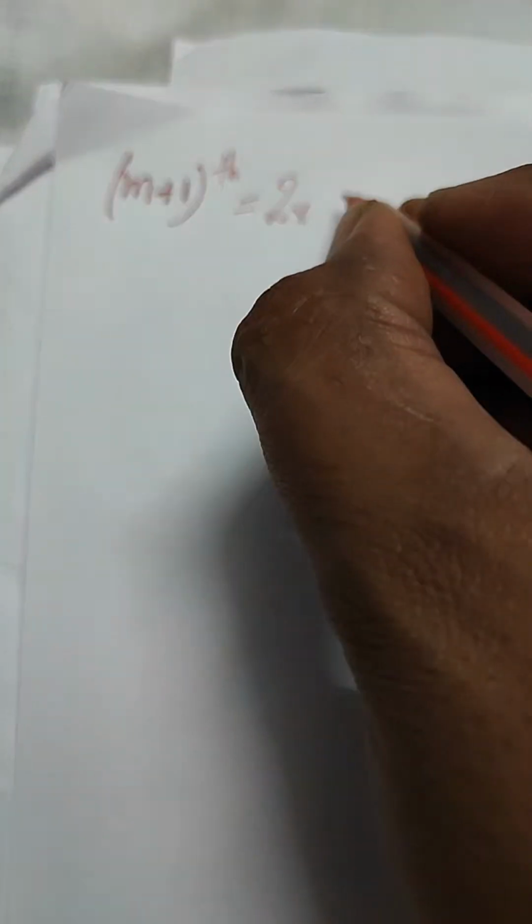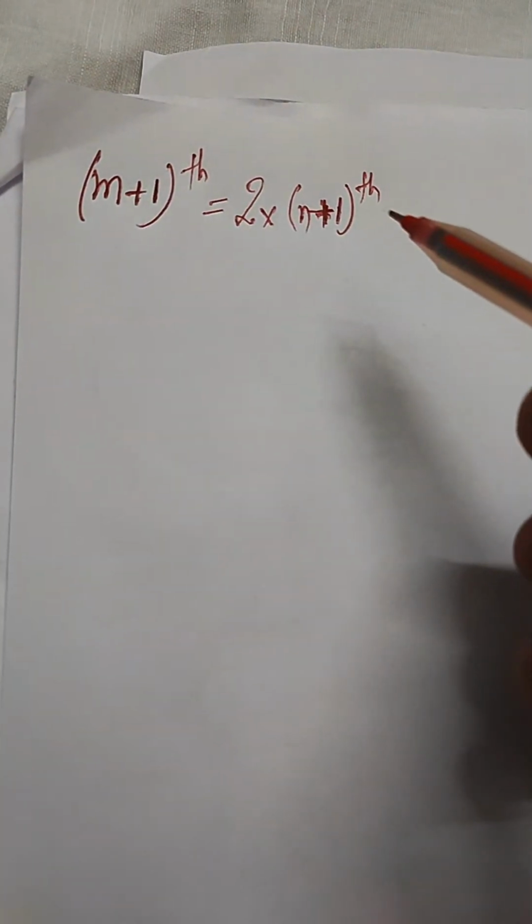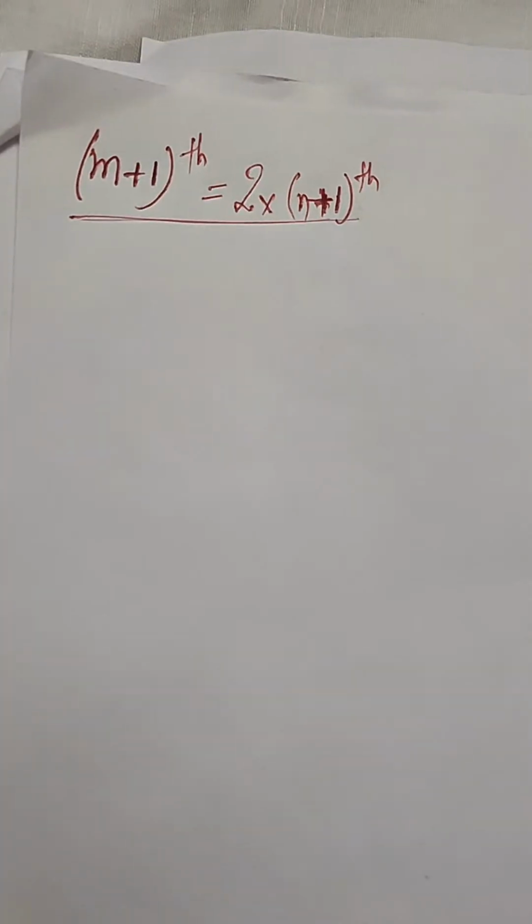the first question it's given that the m plus 1th term of an AP is equal to twice the n plus 1th term, right? So m plus 1th term is equal to 2 times n plus 1th term. This is the relation given in the question.